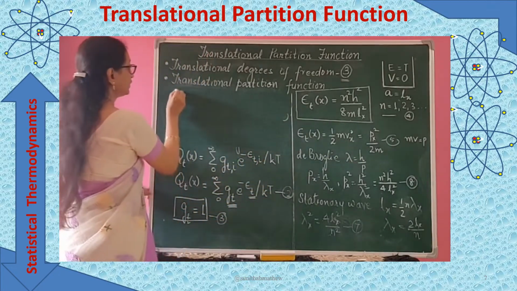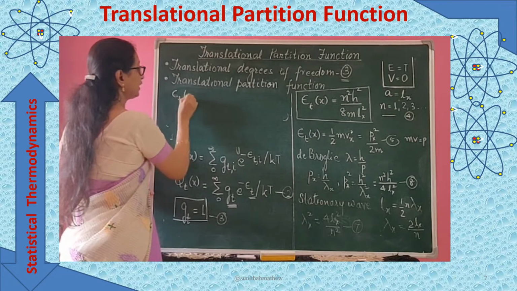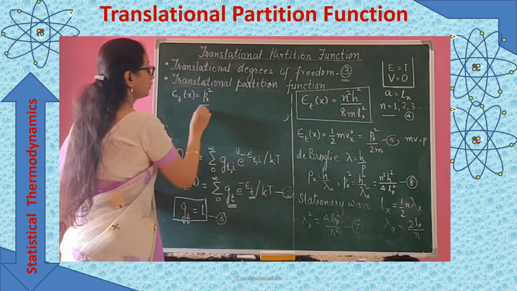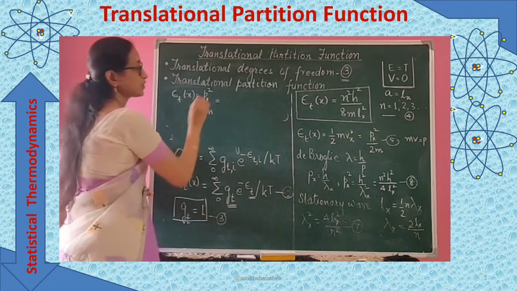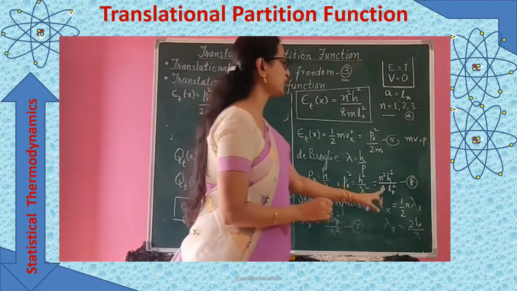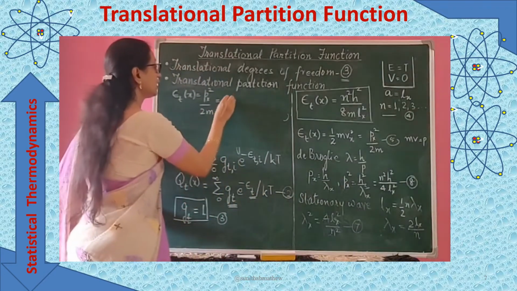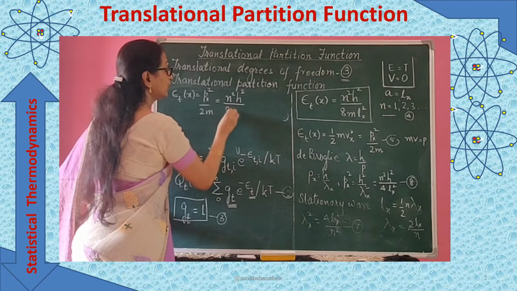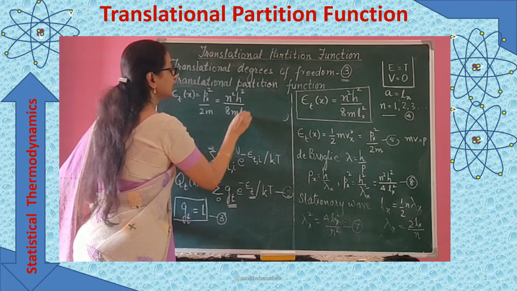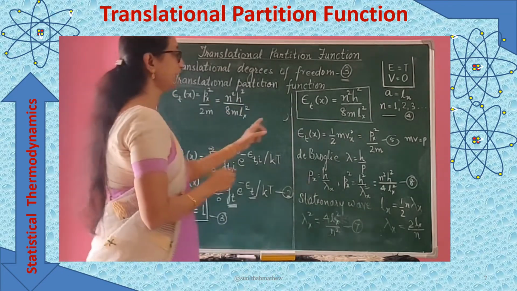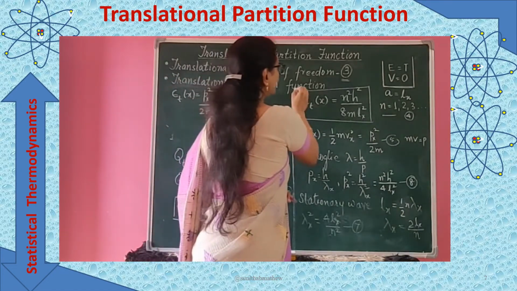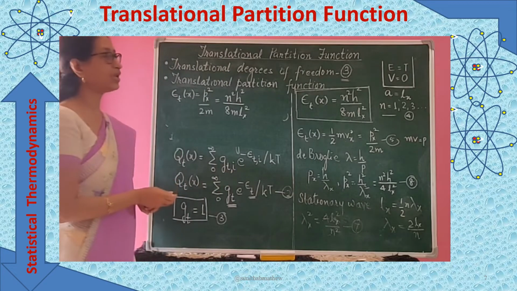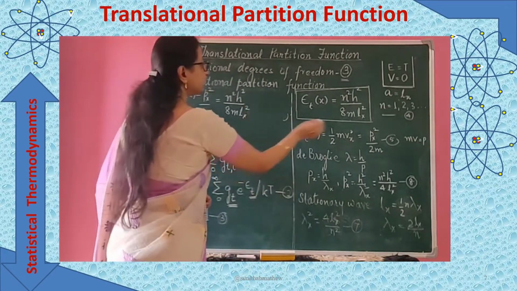substituting the value, Etx is equal to px square upon 2m. On substituting the value of px square, we will have n square h square upon 8m Lx square. This is the very equation which we have written for the Schrodinger wave equation for particle in one-dimensional box, which is equation number 4.